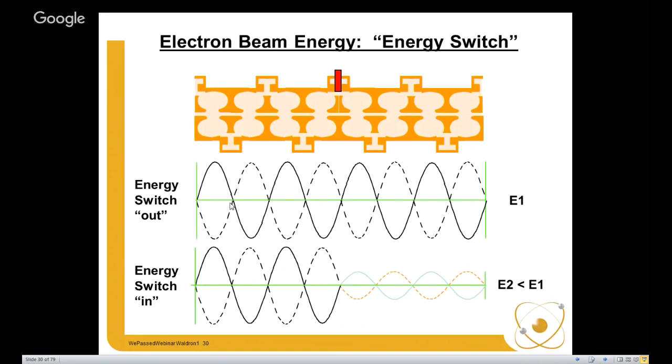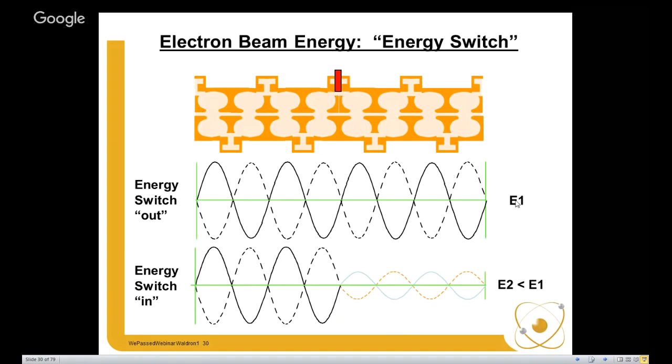And if I put power into it as I did before with the red thing extracted from the side cavity, I'm going to get my standing wave pattern as I showed before, and I'm going to get energy 1 coming out. If I insert this plunger, this is the energy switch by the way, into this side cavity at the correct point along my accelerator, I'm showing it at halfway here.